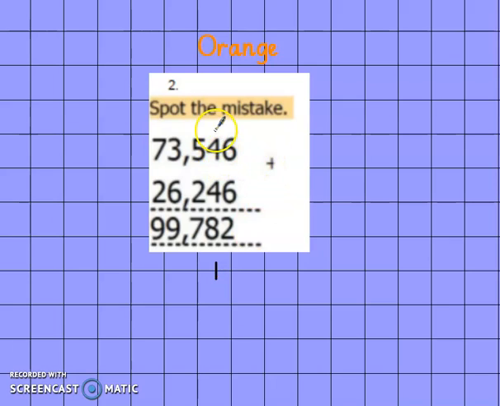6 add 6 was 12, so they've put the 2, they've missed out the 1, which means here you can see they've made a mistake. 4 add the 1, it should have had 9. 5 add 2 is 7, 3 add 6 is 9, 7 add 2 is 9, so this is the one that they have done incorrectly. Well done if you managed to spot that.